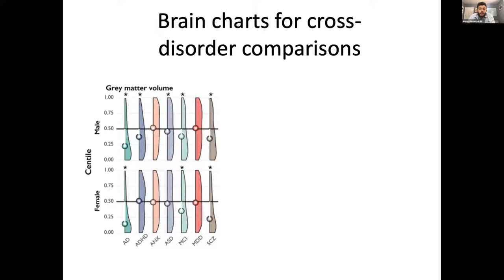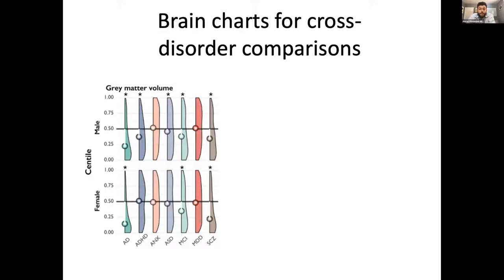Here I'm showing results for gray matter for 7 conditions where there are more than 500 scans for multi-site data for each condition included in our data set. We see the results for males above and females below. And from left to right, we're showing Alzheimer's disease, ADHD, anxiety disorders, autism spectrum disorder, mild cognitive impairment that may precede dementias, and major depressive disorders, and finally schizophrenia.